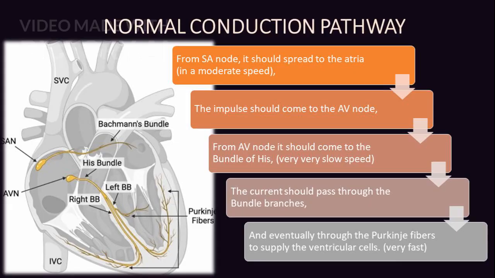The normal conduction pathway starts from the SA node, spreading to the atria, then to the AV node, and finally through the bundle of His and Purkinje fibers to the ventricles, ensuring coordinated heartbeats.